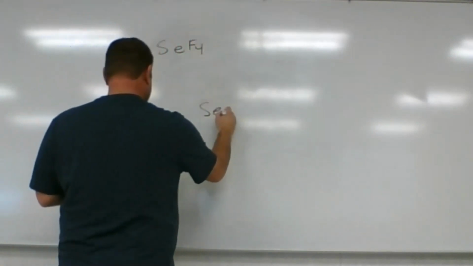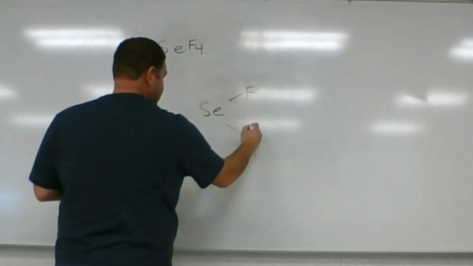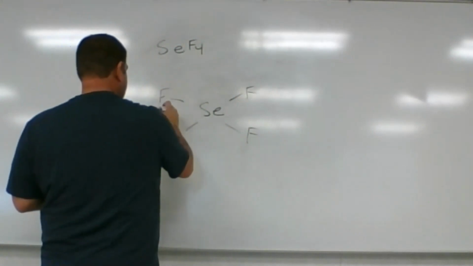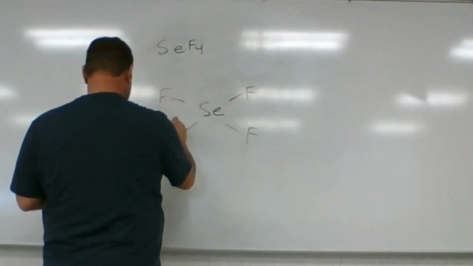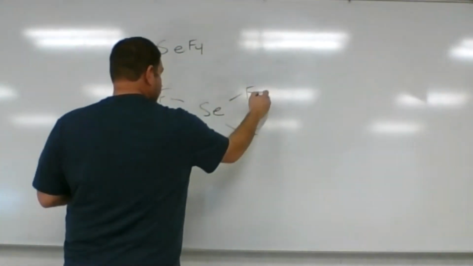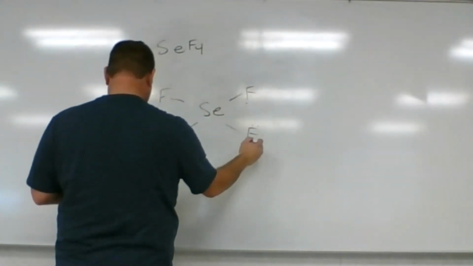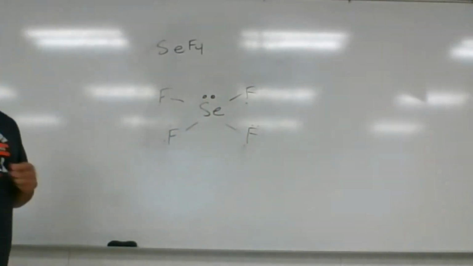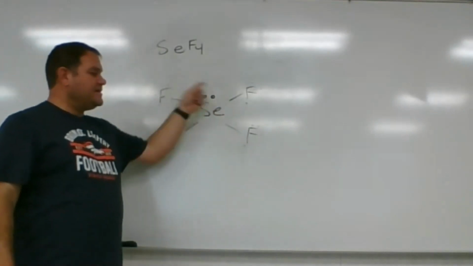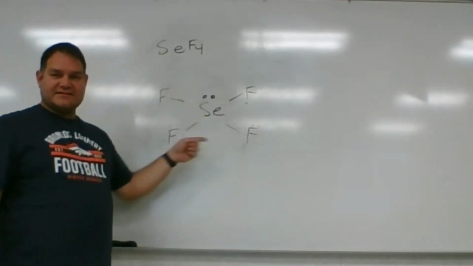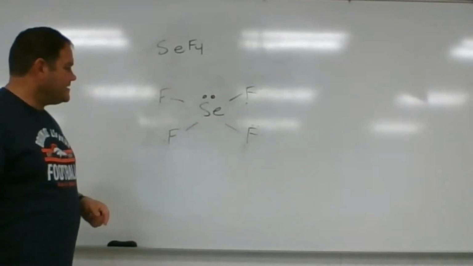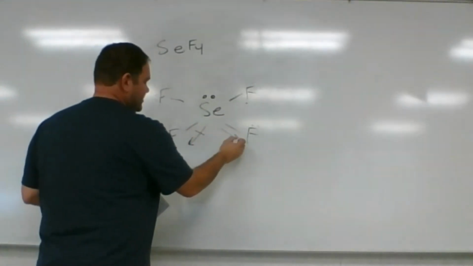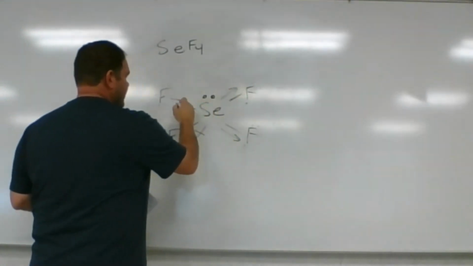Okay, SeF4, okay, so selenium is in the middle. And we got those lone pairs. Then we got there. Ooh, interesting, right? Okay, selenium violating the octet rule. It's got an extended octet here. Okay, so the question is, what's going on here? Well, we got a dipole here, a dipole here, a dipole here, and a dipole here.